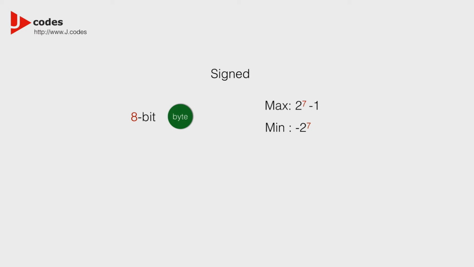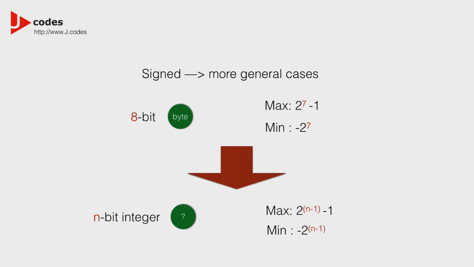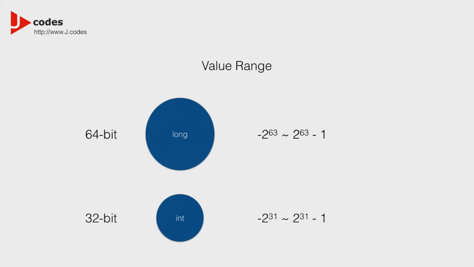Here we can see that in the power's place there's a 7, which is 8 minus 1. And in more general cases, for an n-bit integer, the max is 2 to the power n minus 1, and for the minimum, negative 2 to the power n minus 1. Here is an example of the value range for a long and an int.